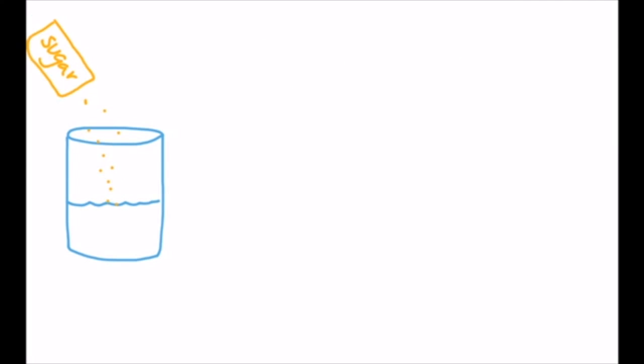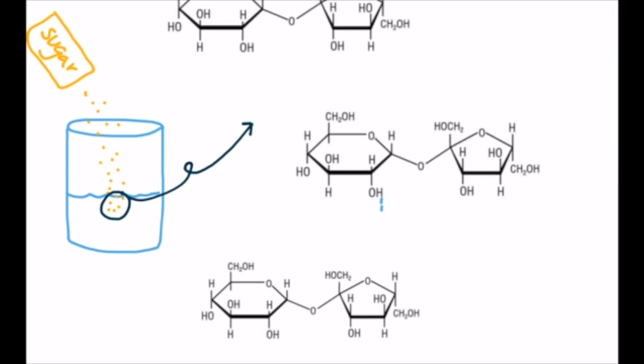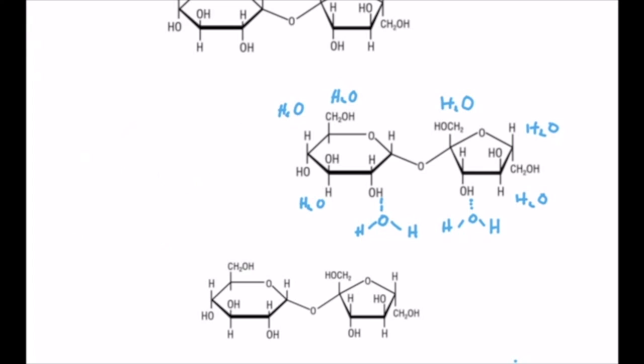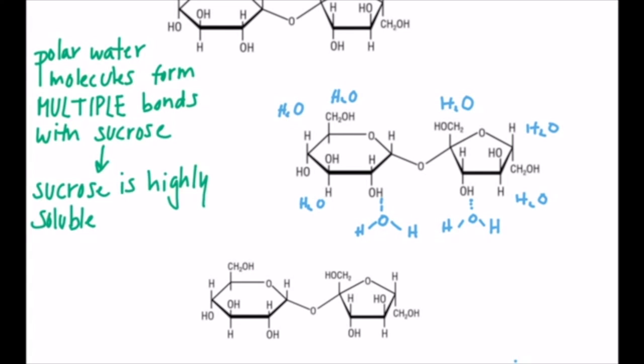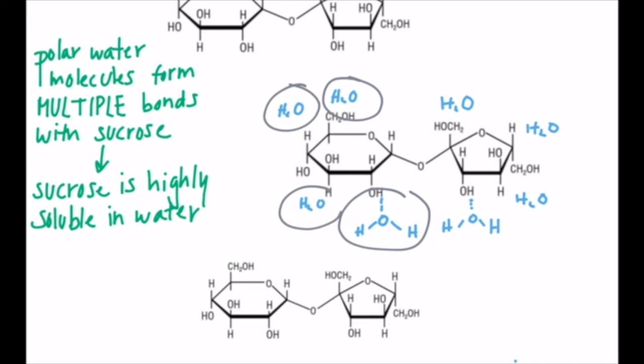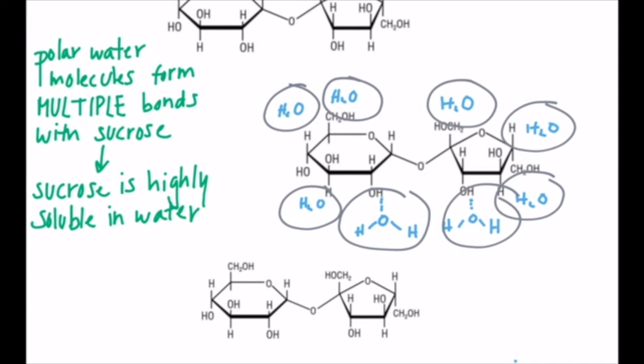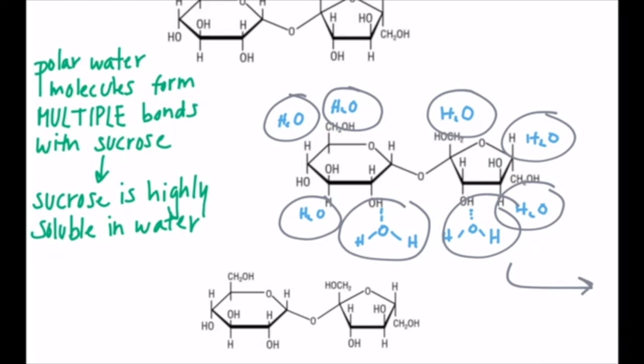When we add granulated sugar to water, some of the sucrose molecules start separating from one another because they are attracted to the water molecules through hydrogen bonding. Polar water molecules form multiple bonds with sucrose, therefore sucrose is highly soluble. First, the water molecules bind to the sucrose molecules, and then second, the water molecules pull the sucrose molecules away from the crystal and into the water.